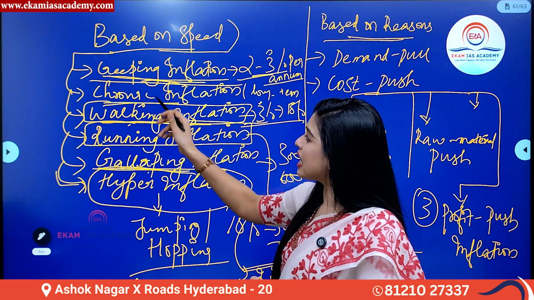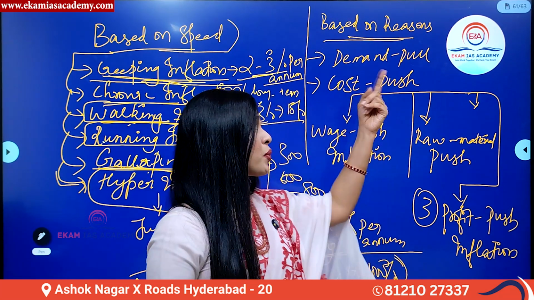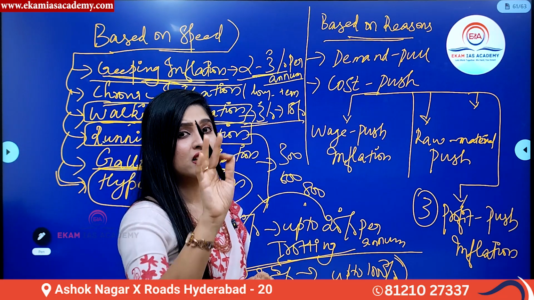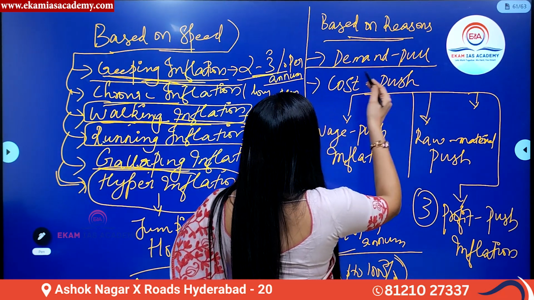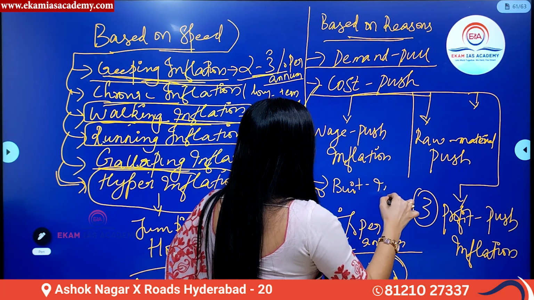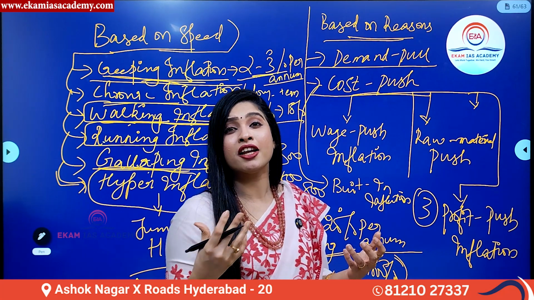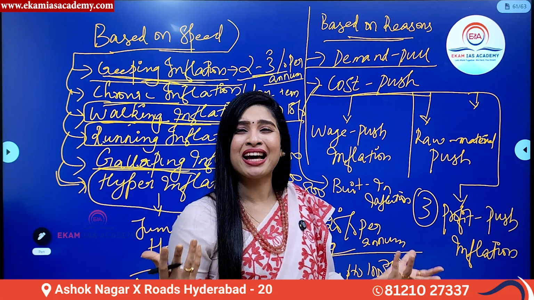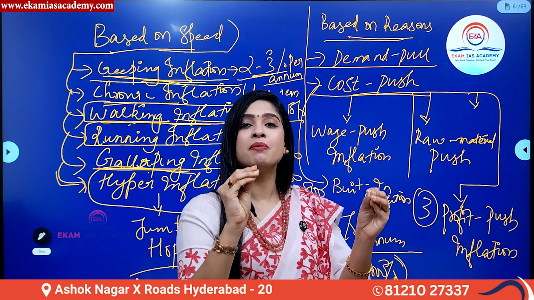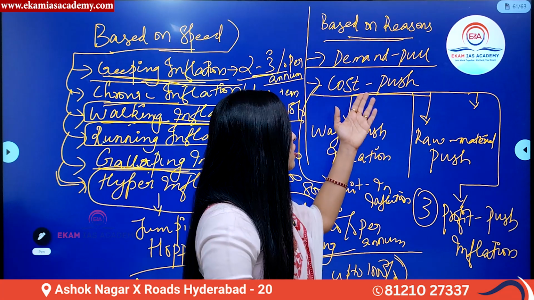Having said that, these are the different types of inflation based on speed. Similarly, based on reasons or causes, where due to one particular factor there is a price rise, there are three types of inflation. One is demand pull inflation, another is cost push inflation, and the third is built-in inflation. In simple terms, when there is a rise in aggregate demand and because of that a price rise happens, it is called demand pull inflation: increase in prices because of excess demand in the economy. What is cost push?